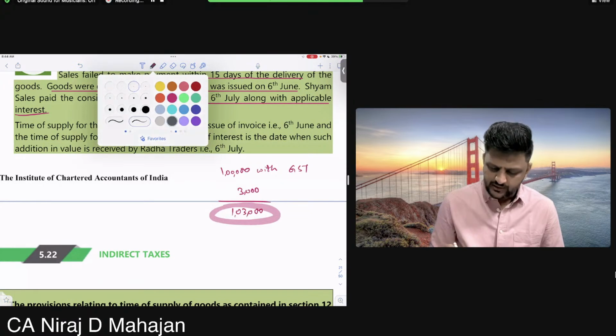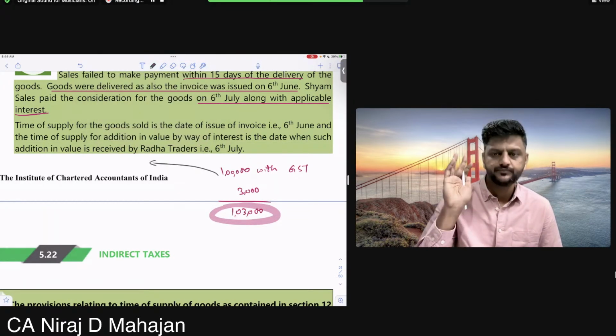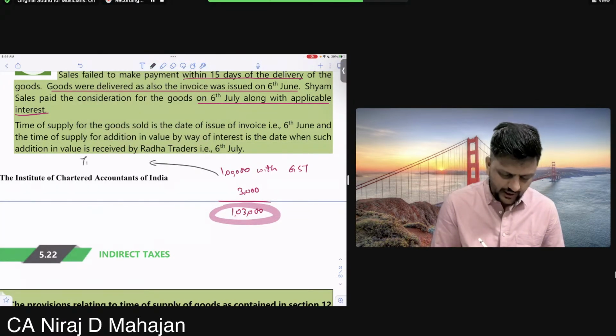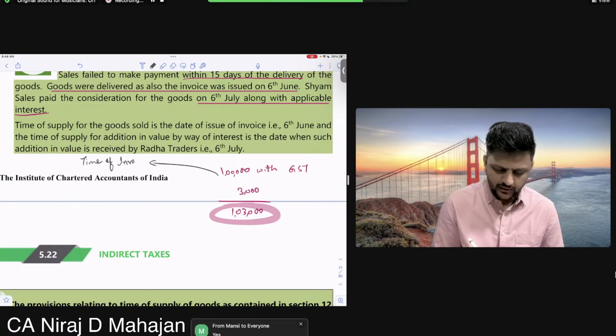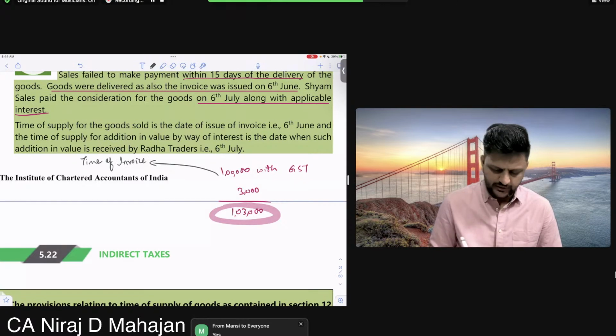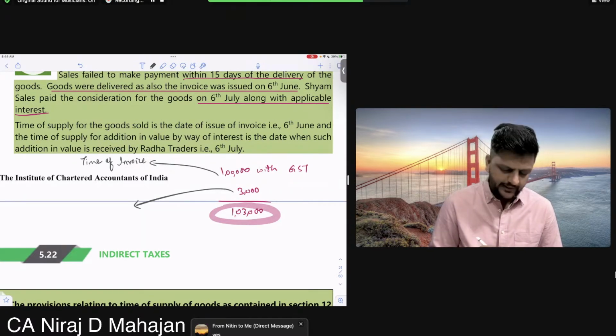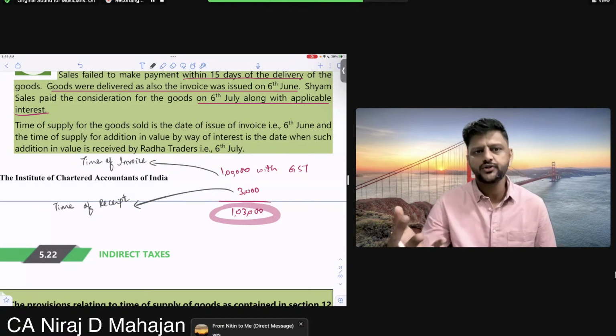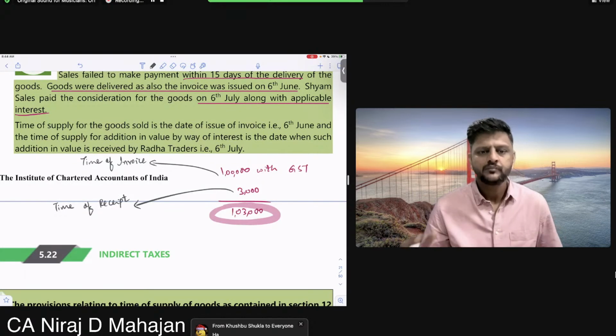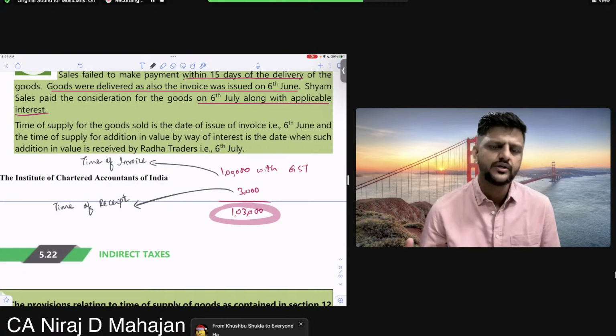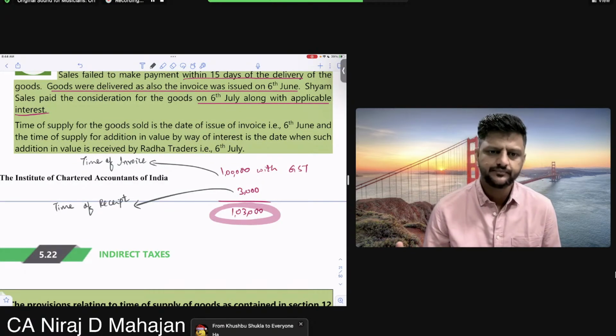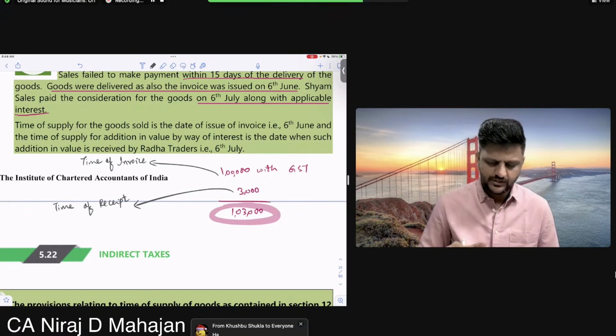But I will break it down. This 1 lakh I had already shown at the time of invoice. I'm writing in short only for your understanding: date or time of invoice. And this 3,000, time of receipt. Yes or no? It is so easy to make a question on this. A practical question would discuss the time of supply of these amounts or this transaction. Clear? Star mark.